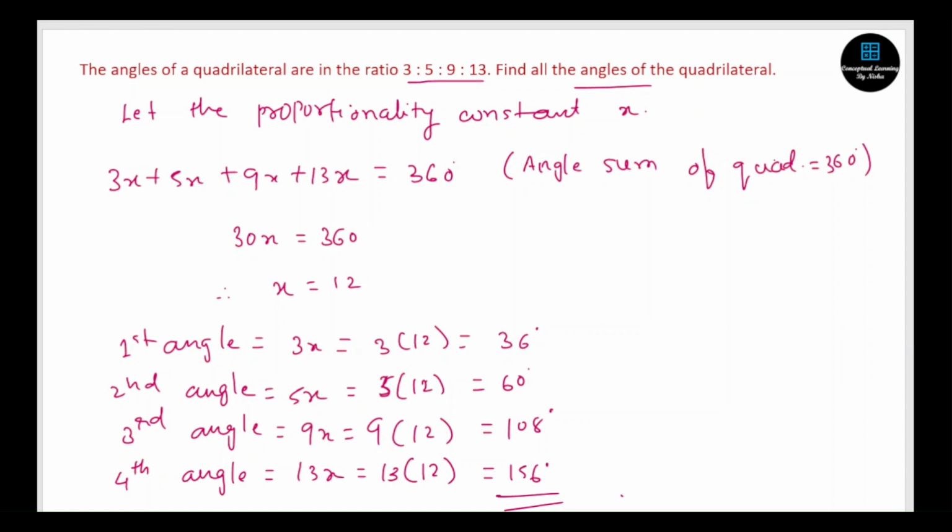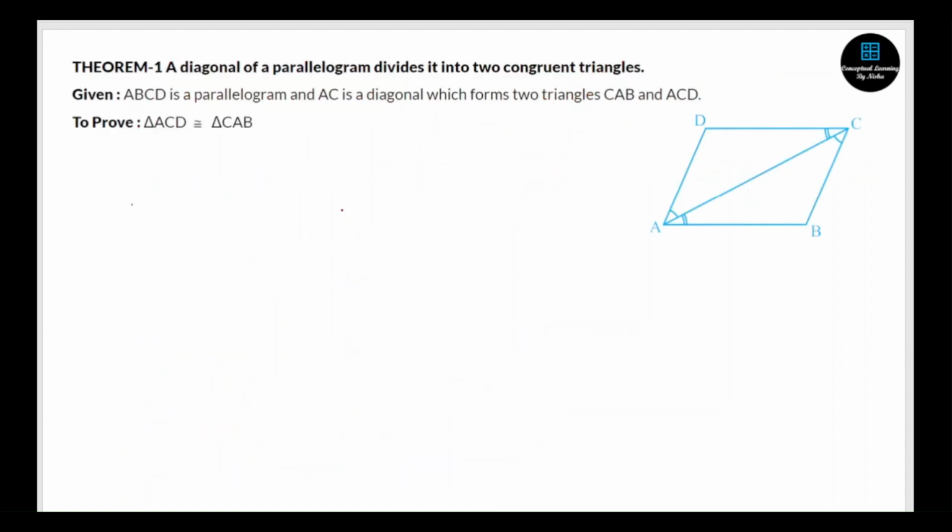Alright. Let's move on to the next theorem. Now here the theorem is saying the diagonal of a parallelogram divides it into two congruent triangles. So given that ABCD is a parallelogram, AC is the diagonal, and which forms two triangles here, triangle ADC and triangle ABC. We have to prove that they both are congruent. So let's prove it. Okay.